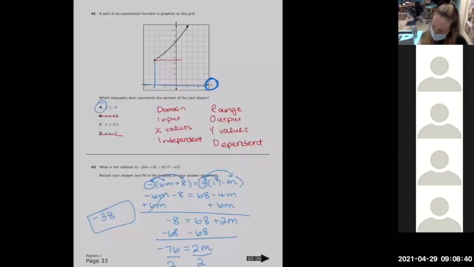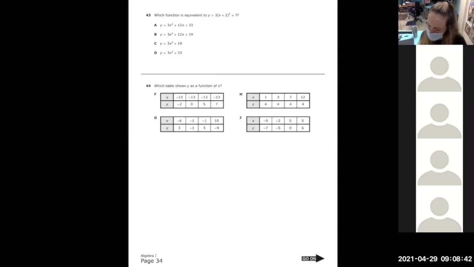Alrighty, moving on to 43. Which function is equivalent to 3 times x plus 2 squared plus 7? So this is going to be done in our calculator. So we can plug in our first equation. I'm going to do this a little bit of a different way than we've been doing it so that you can see another way to do it. So let me pull up my calculator. Hold on one second.